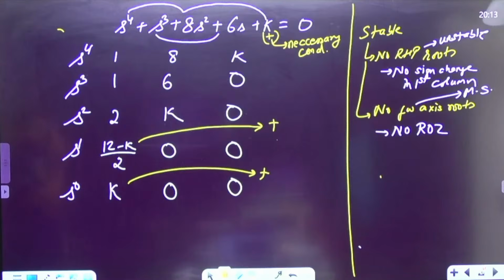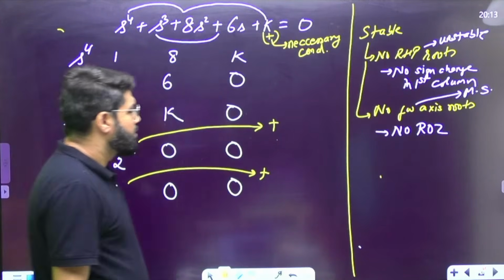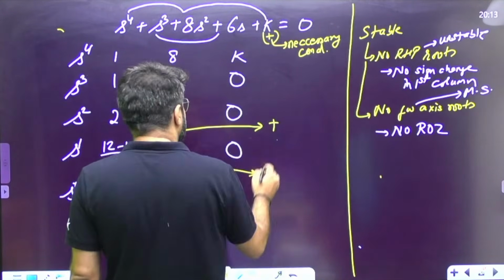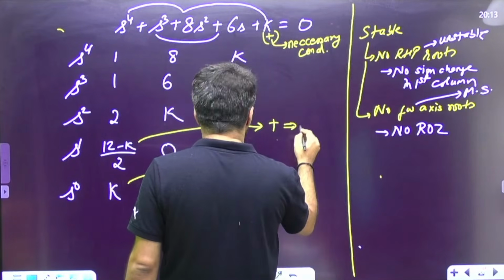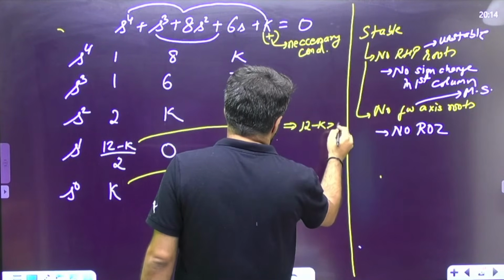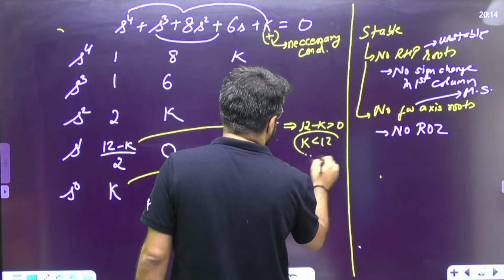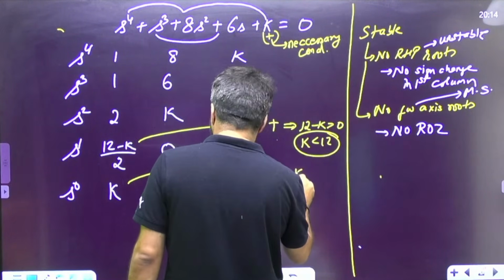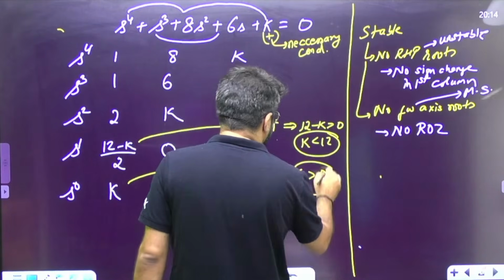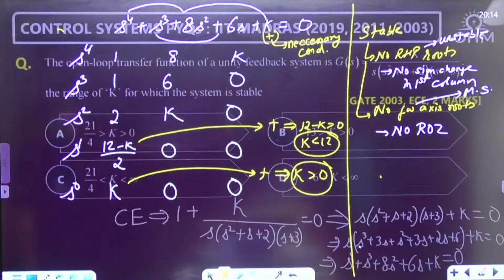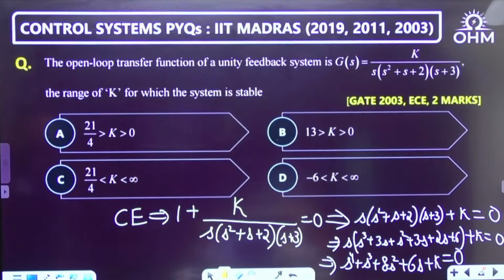All coefficients must be of the same sign. So here both of them should be plus. This means 12 minus k should be positive, so k is less than 12. From here directly, k must be positive. So k must be positive but less than 12.